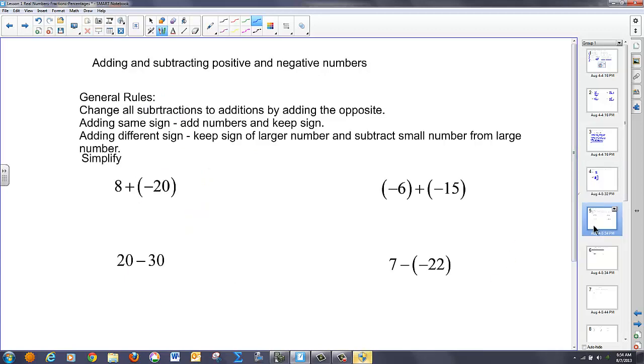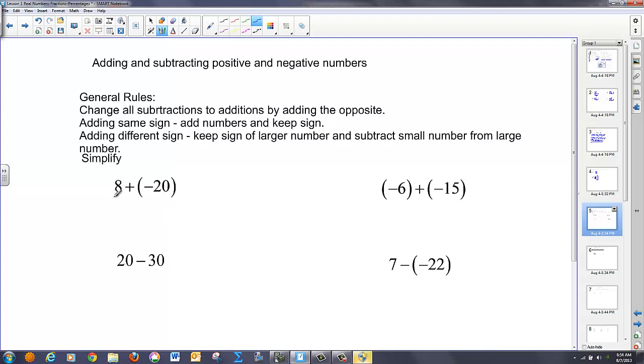All right, so let's talk adding and subtracting some positive, negative numbers, the general rules, and we should all know this, but this is just a refresher. When we see a subtraction, I just change everything to an addition by adding the opposite. I'll show you in the case that we have here. When you're adding terms with positives and negatives, if you have the same sign, add the numbers up and keep the sign. If you're adding different signs, then keep the sign of the larger number and subtract the small from the large, and you're done.